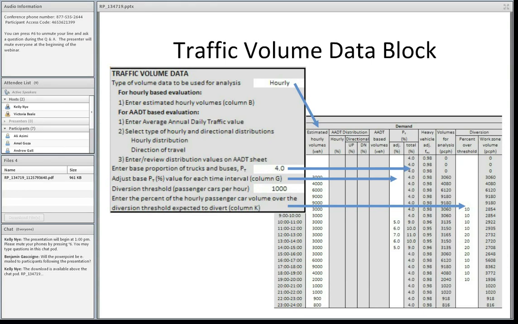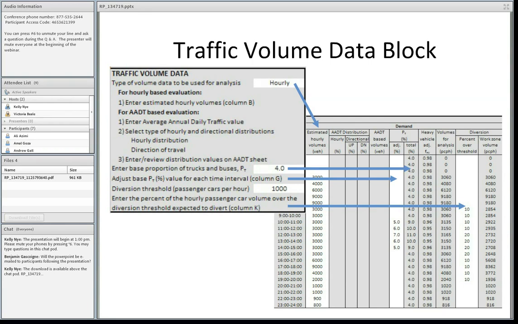hour, which allows you as a user to have the flexibility to be sensitive to hours where you have higher truck percentages and hours where you have lower truck percentages. It allows the adjustment either up or down.